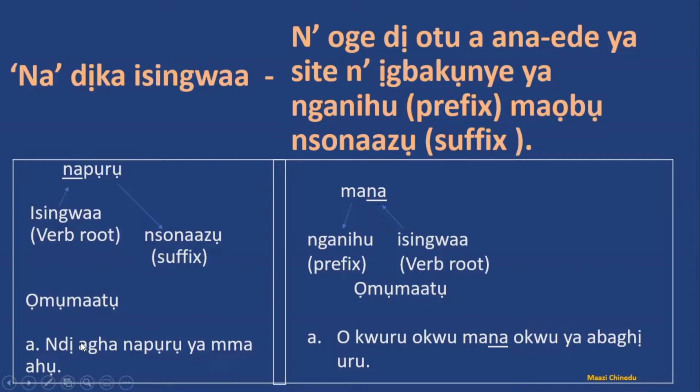Nke a bụ ahịrịokwu eji mkpụrụ okwu ndị a wee mebe. The first one is ndị agha napụrụ ya mma ahụ. O kwuru okwu mana okwu ya abaghị uru.